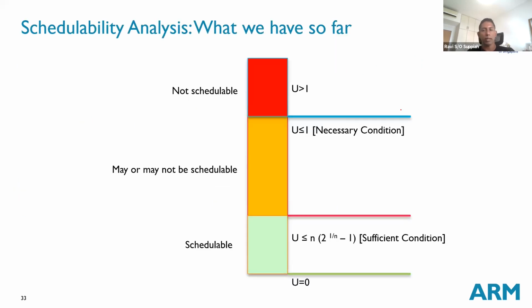So I think this gives us a good summary of that. The first thing is if the utilization is bigger than 1, you can say for sure that it is not schedulable. If the utilization is less than or equal to 1, that is a necessary step, but it still does not guarantee anything yet. It may or may not be schedulable. But if my utilization is less than my utilization bound, then it is sufficient. That means if I already fulfill this condition, then I know for a fact that it is schedulable.